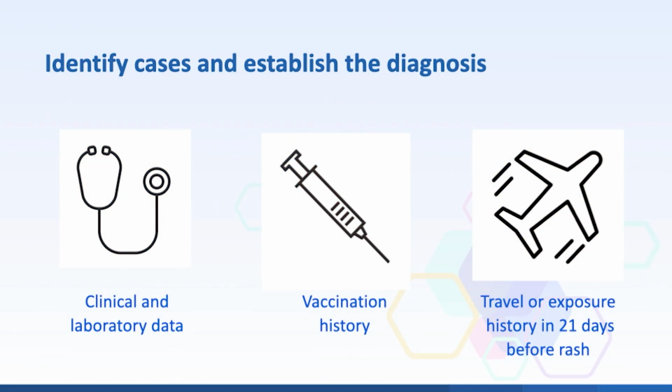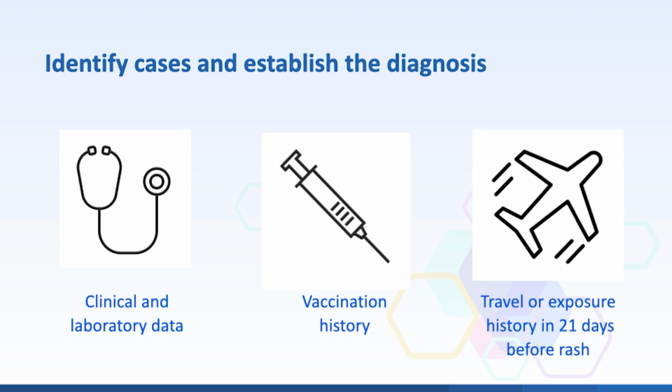A key part of measles investigations is to identify cases, establish the diagnosis, and gather some key pieces of information. This includes gathering the clinical and laboratory data to understand if the case is confirmed and by what method, gather a detailed vaccination history, including all doses of measles-containing vaccines and dates of administration. In the US, measles vaccination is included only as part of MMR or MMRV vaccine, which includes varicella, but globally, MR, that is measles rubella, and measles-only vaccines are used as well.